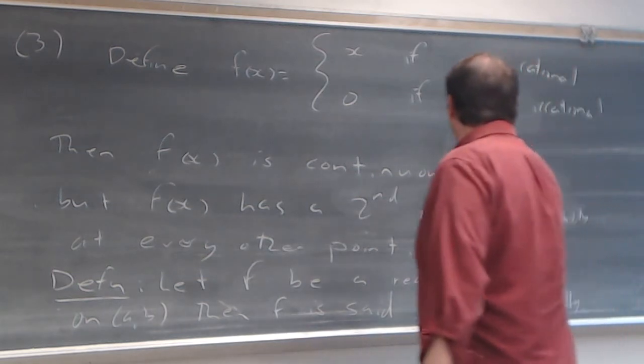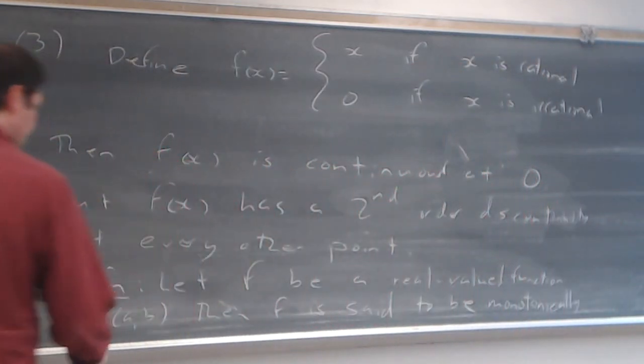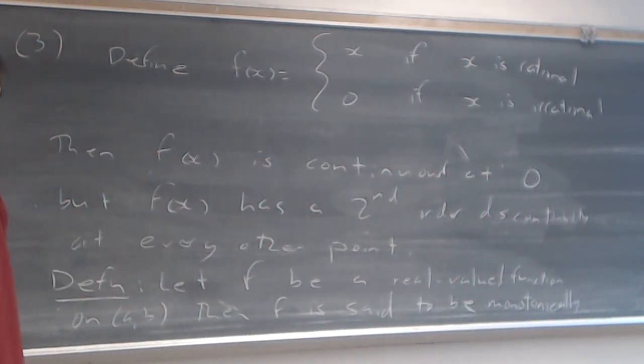All right, anyway, we're in the midst of this definition. We let f be a real valued function on a to b, then f is said to be monotonically increasing.